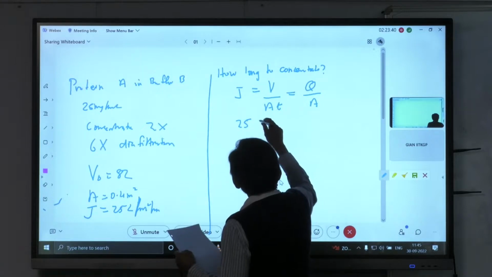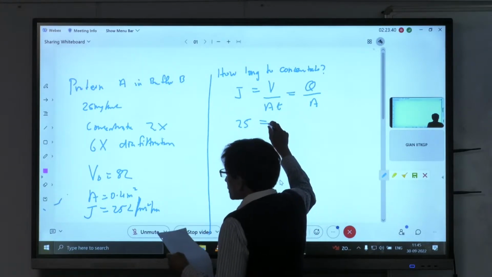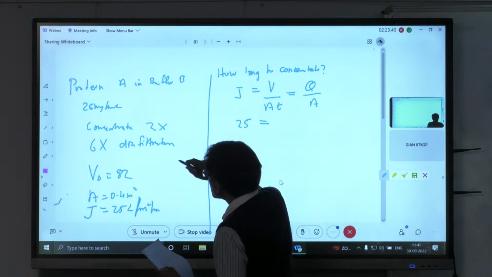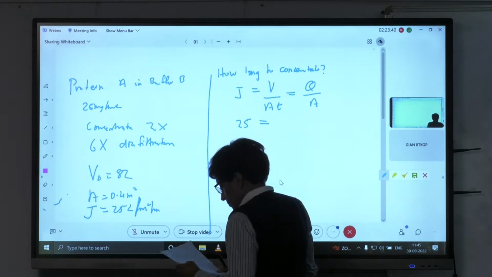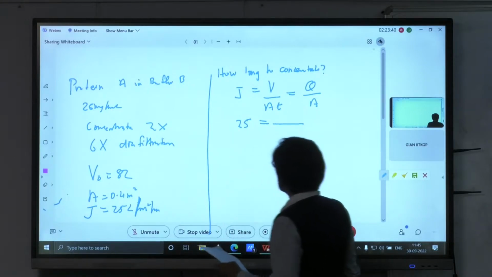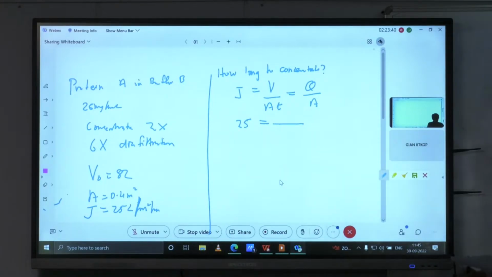And what else do we know? That is equal to the volume, and the volume is what? What is the volume? What is the area? What is the time? So we're trying to find time, right? That's what we want to know. How long does it take? Do we have a value for volume and area? Anybody?